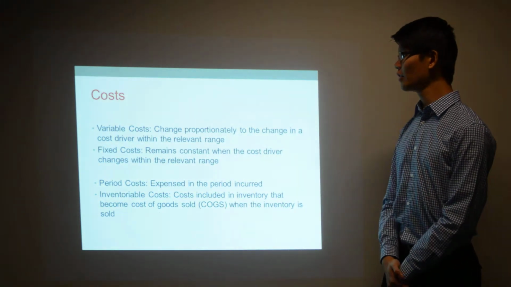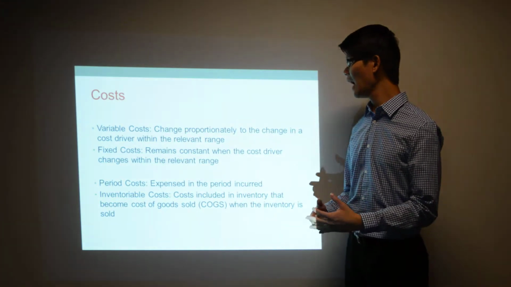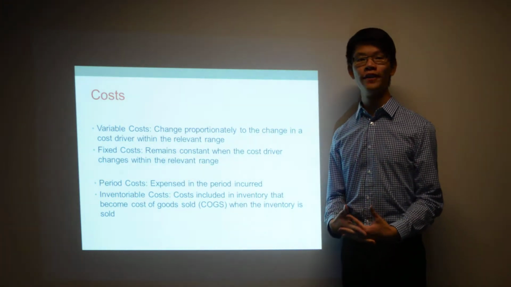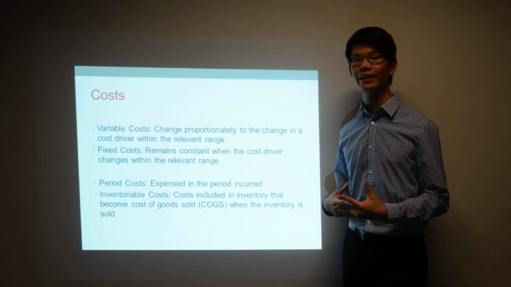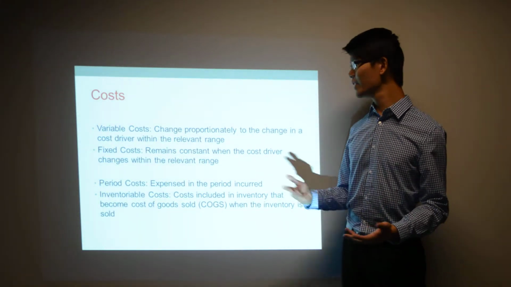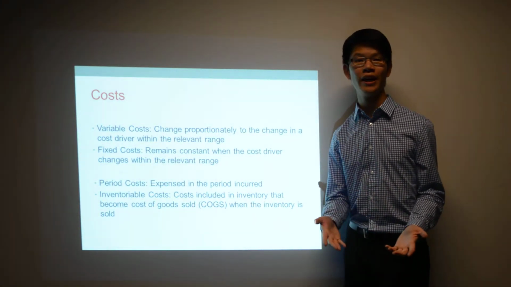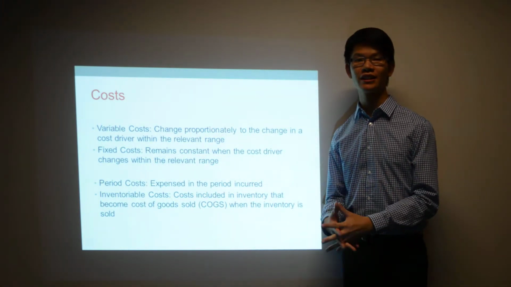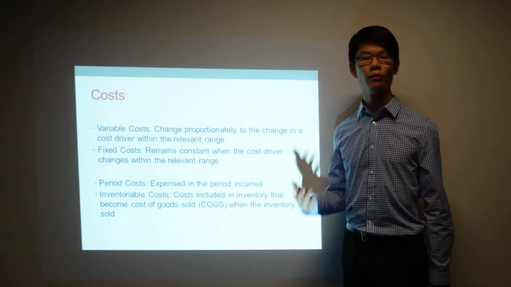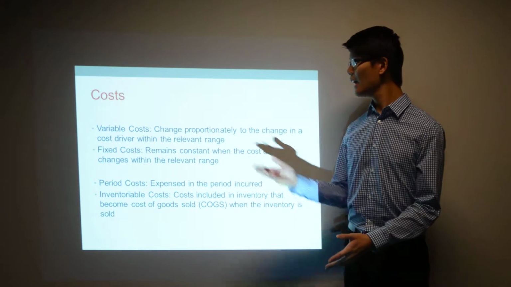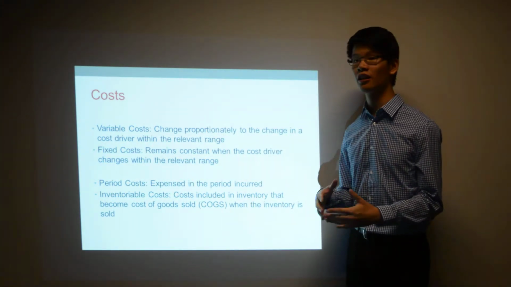Then we have variable costs versus fixed costs. So variable costs change proportionally to the change in the cost driver within the relevant range, while fixed costs remain constant when the cost driver changes within the relevant range. So in general, your cost driver could be the number of shoes you make, or in a different context, maybe you're running a call center and your cost driver could be the number of calls that your call center takes. Variable costs are the ones that change proportionally to the change in the cost driver.